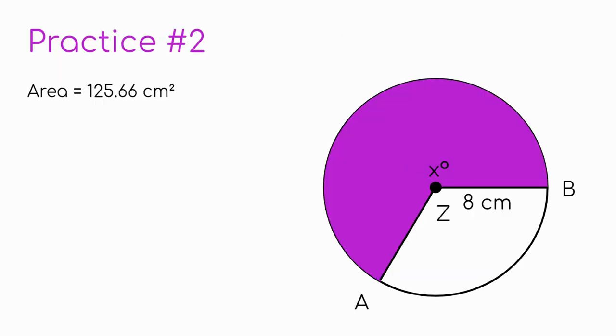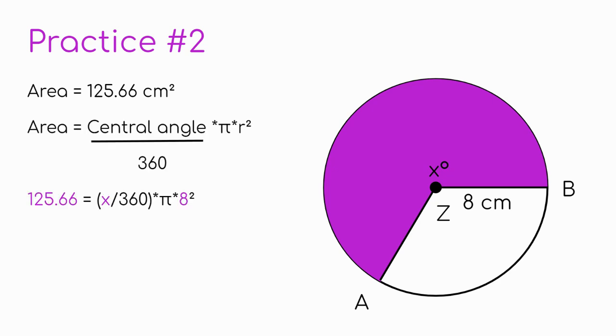All right, so let's do some practice. So do just what we just did. Pause the video, try to find the central angle of this circle. So step 1 is always to write down the formula and plug in what we know. Our formula is central angle divided by 360 times pi r squared. I know my area is 125.66. I know my central angle is x, and I know my radius is 8.